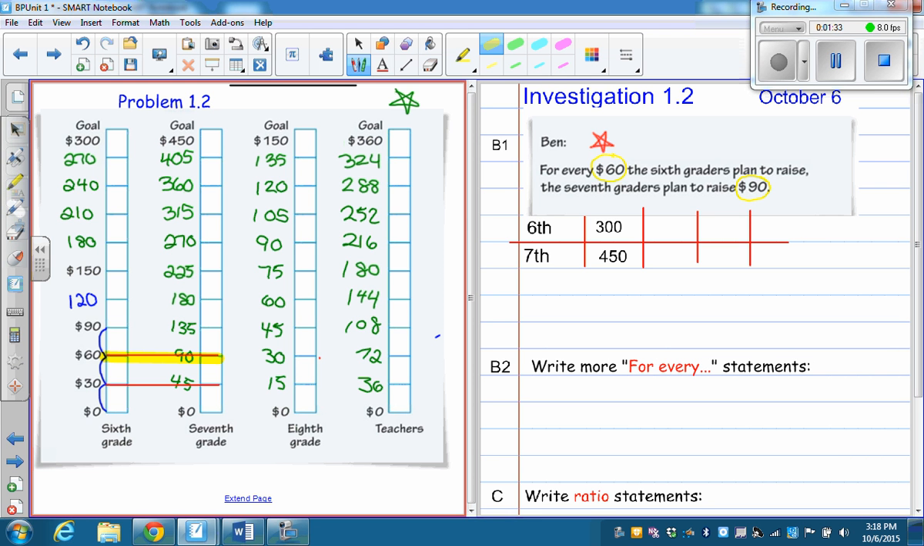Yeah, he sees that they're lined up, right? And so from just the picture, he knows they're right. Does that make sense? And then he goes on and says, so Ben also claims for every $30 the 6th graders plan to raise, the 7th graders plan to raise 45. So what do you think, Jay? Do you see where he's getting those claims? Yeah. And it's because they line up, right? So the picture's a great tool, but it's a lot of work. Because to do that tool, you need everything.